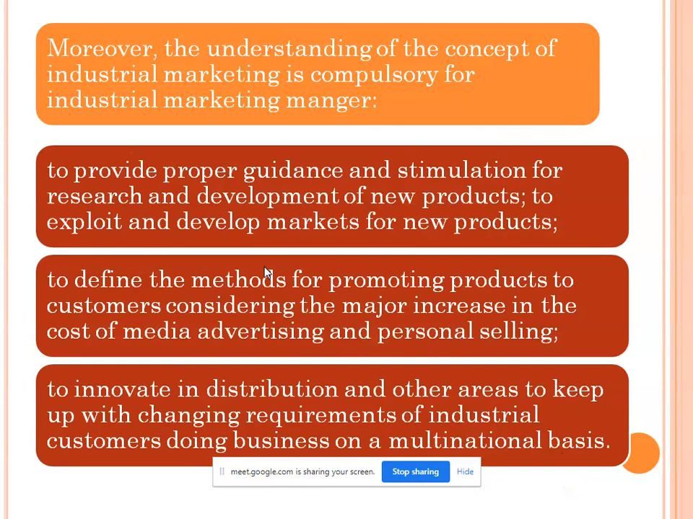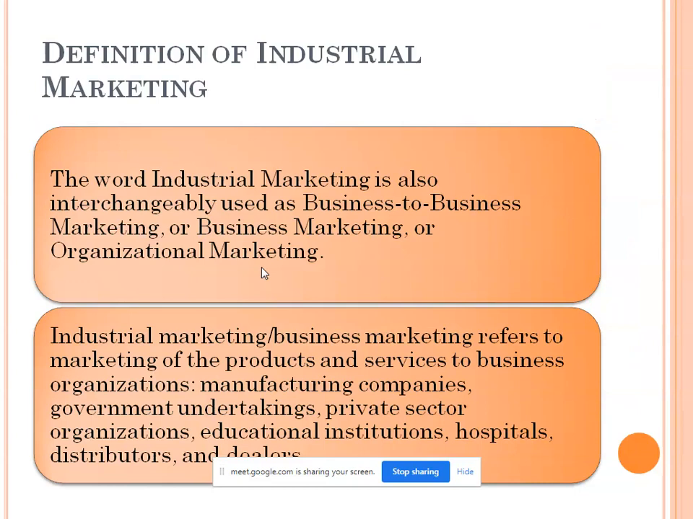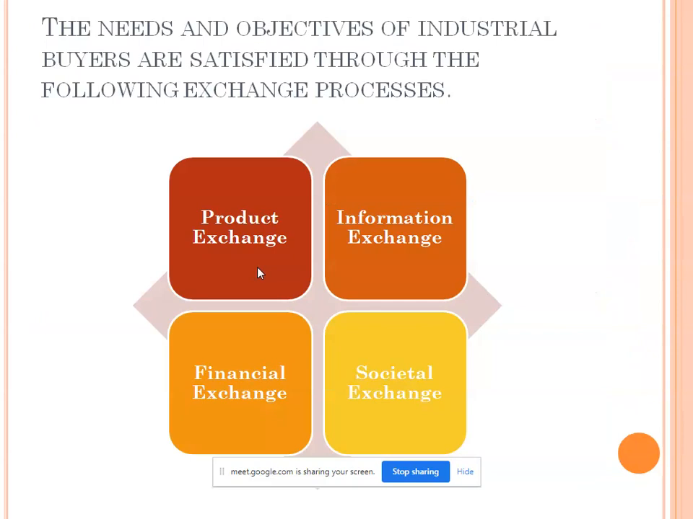Then the definition of industrial marketing. The word industrial marketing is used interchangeably with business to business marketing, or just business marketing, or maybe organizational marketing. Industrial marketing or business marketing refers to the marketing of products and services to business organizations, maybe manufacturing companies, government undertakings, private sector organizations, educational institutes, hospitals, distributors and dealers, and so on.